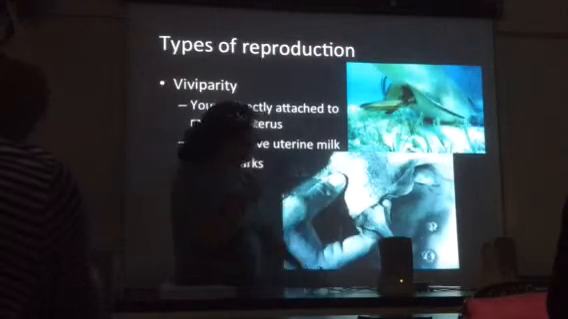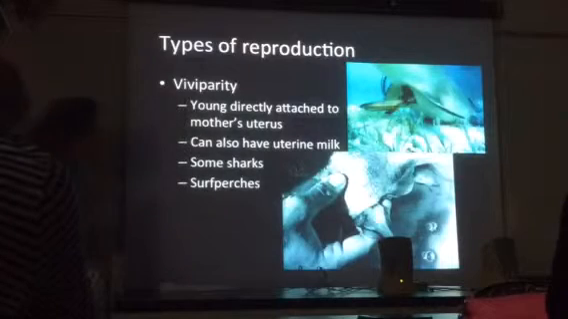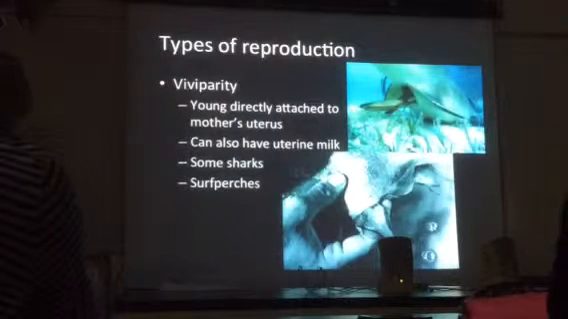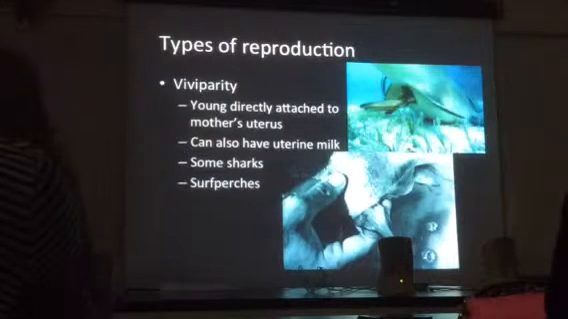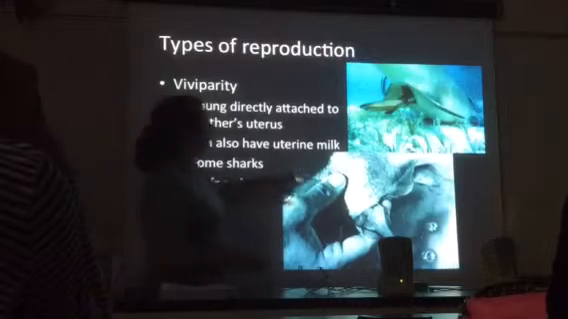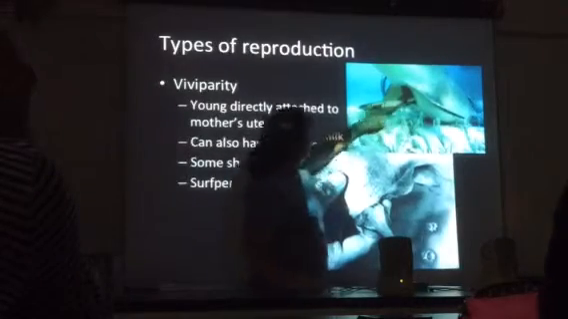One species I work on is black surf perch. They do this, and they might have up to, say, 8 babies developing within them at once. And here's a shark being born.